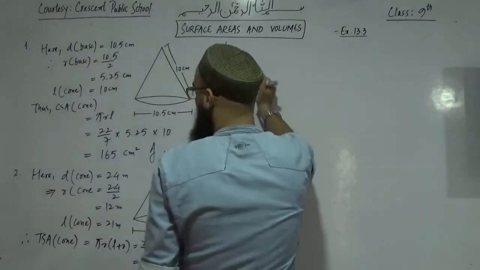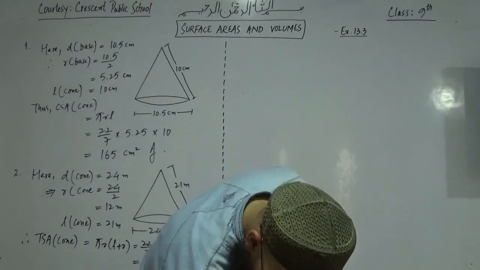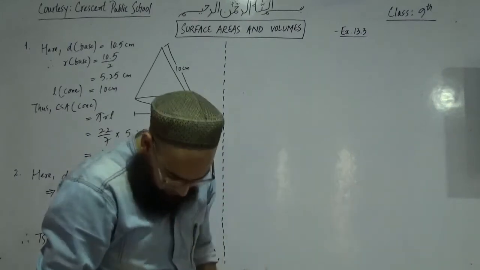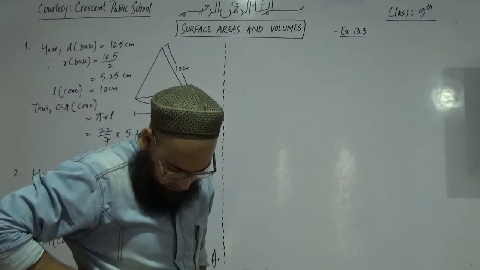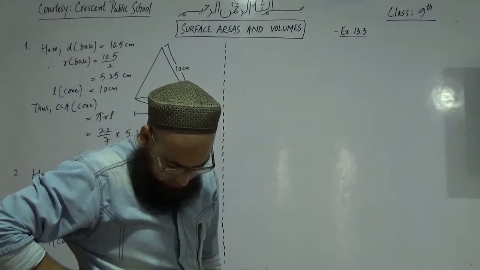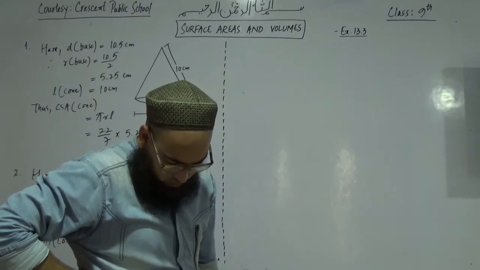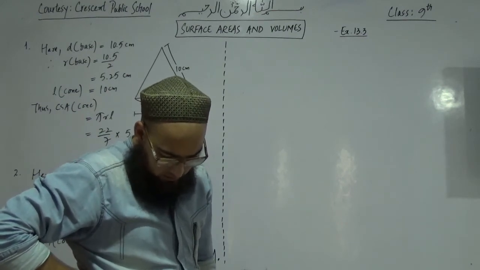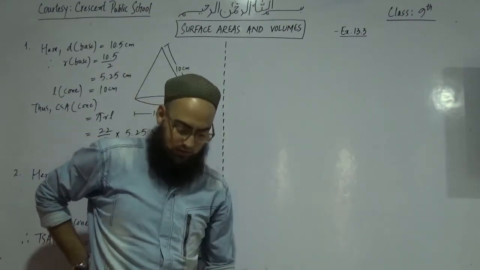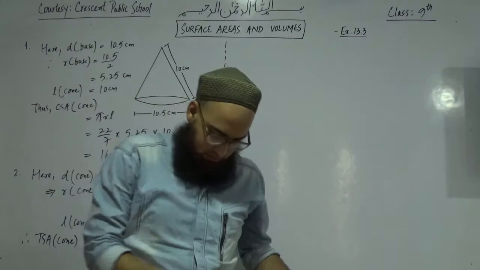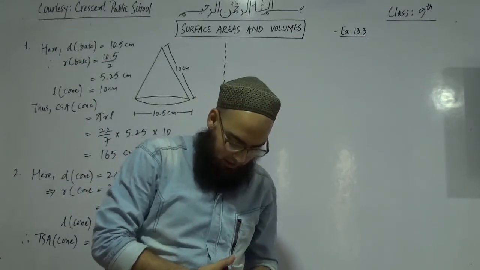Now, let's have the next one. Curved surface area of the cone is 308 square centimeter and its slant height is 14 centimeter. Find the radius of the base and total surface area of the cone. Curved surface area is given, slant height is given, so you can apply the formula for curved surface area to get the radius. And by getting the radius, you can apply the formula for total surface area easily.